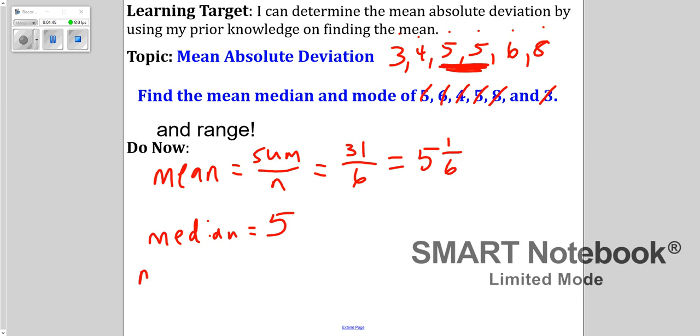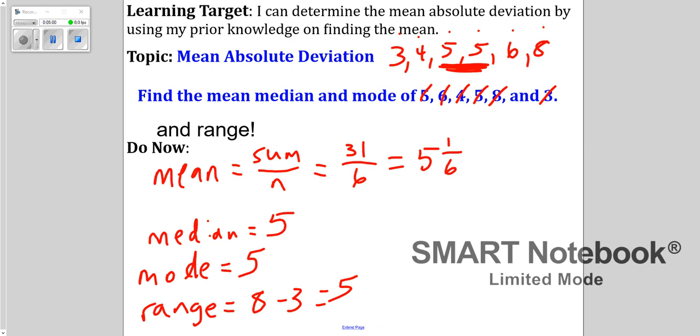The mode is the number that occurs the most. We can see that the number 5 happens twice, and it's the only number that does that. And the range you find by doing the maximum minus the minimum. So 8 minus 3. Well, coincidentally, it's also 5.